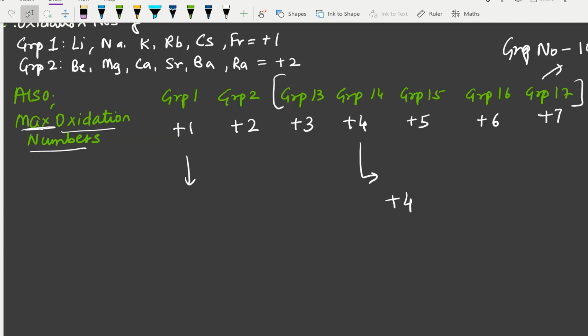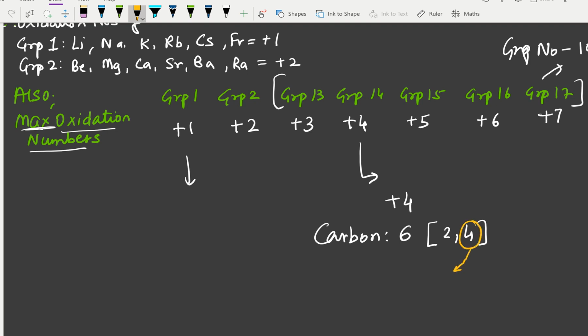Well, I hope you've thought about the very common element that you'll be coming across, and that is carbon. I'm giving an example of carbon. Now what is the atomic number of carbon? It is 6. What's the electronic configuration? 2, 4. How many electrons are there in the outermost shell of carbon? Well, you can see there are 4.